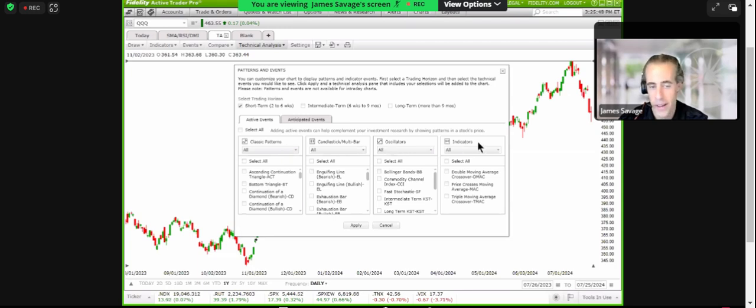And here we have the different categories: classic patterns, candlestick, oscillators, and indicators. We can change the trading horizon, short-term, intermediate, or long-term. We're going to keep it short-term for the sole purpose of just ensuring that we're following along with that. What do we choose? 30 days. So that we're within that time frame. And we picked quite a few different ones. Notice how there are more listed in this category.